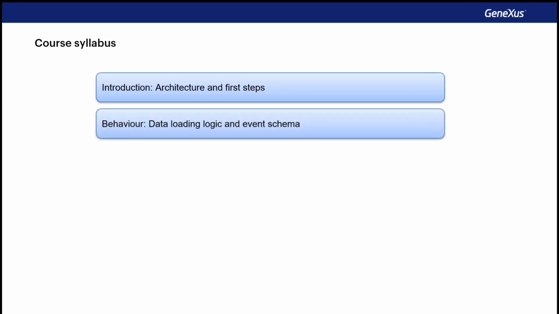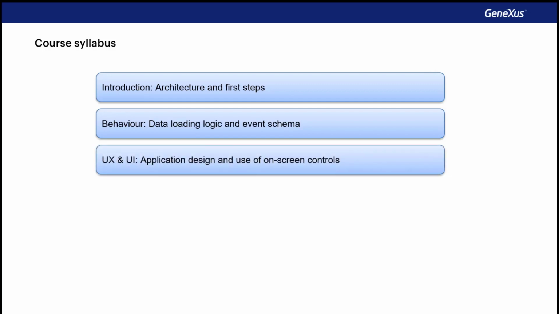Then we'll study the behavior of an Angular application in Genexus, the logic of on-screen data loading, and how to determine the base tables in a panel object, which is necessary to know how to retrieve information from the database. We'll also see the event scheme in a panel, and the grammar we'll use to program the client-side application.